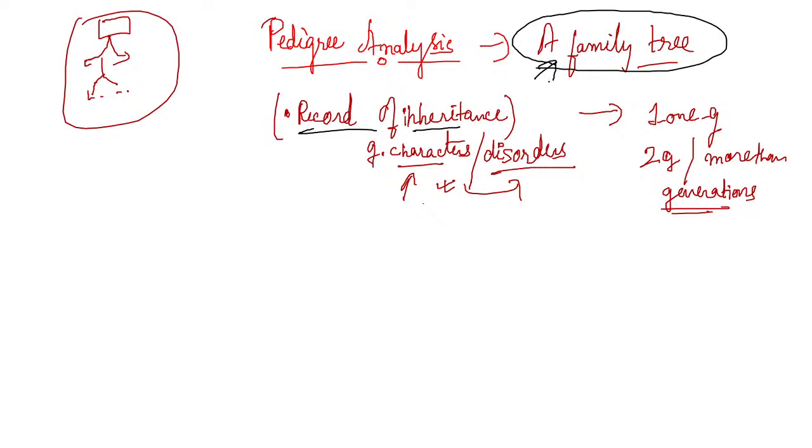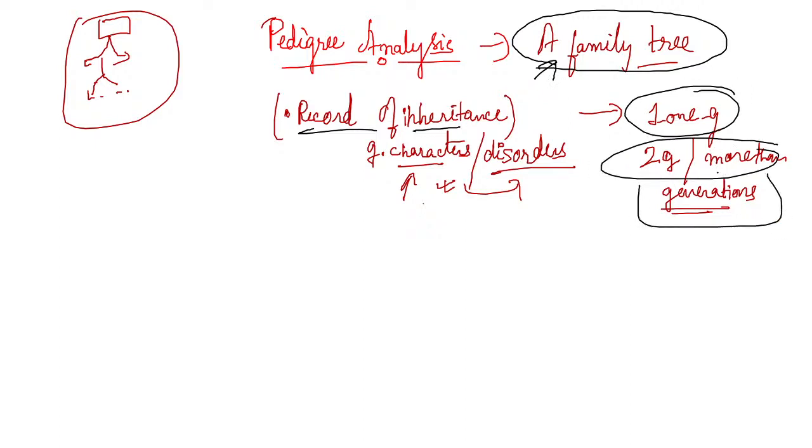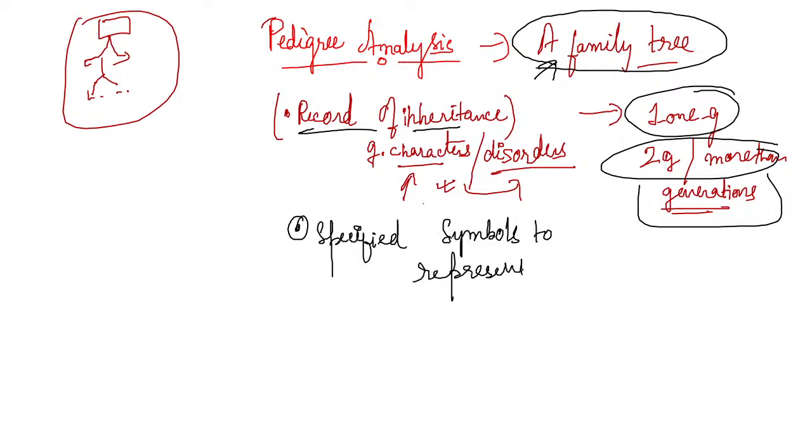Pedigree is actually a family tree, and we can combine the characters of one generation, two generations, more than two generations, like this. Another important thing is that some specific symbols are used to represent and denote. Now, what are the specific symbols already provided in your NCERT book, right?